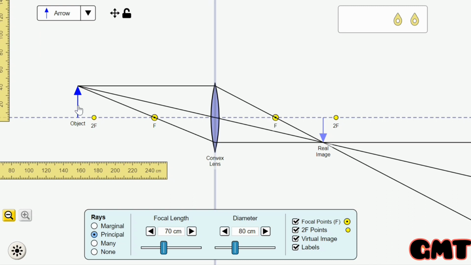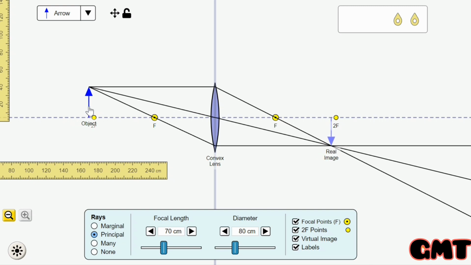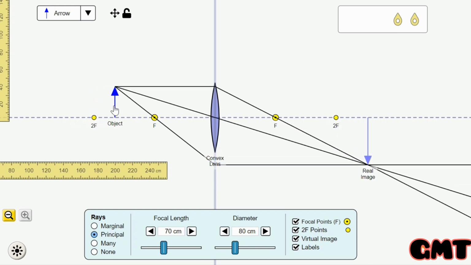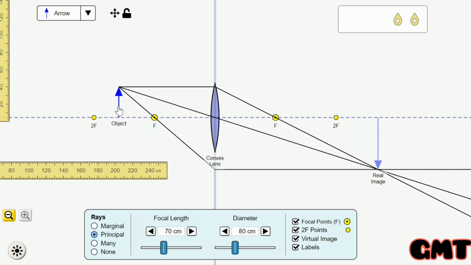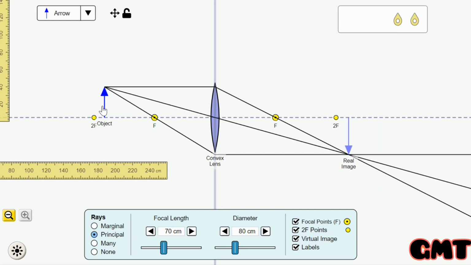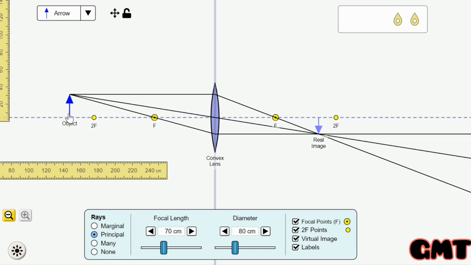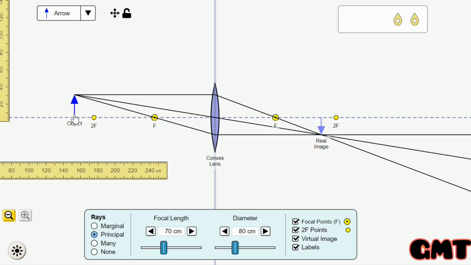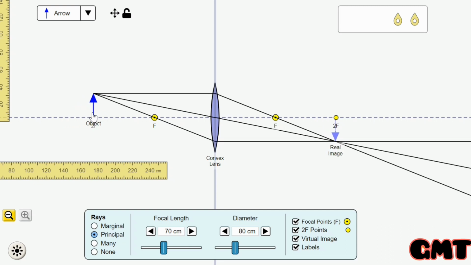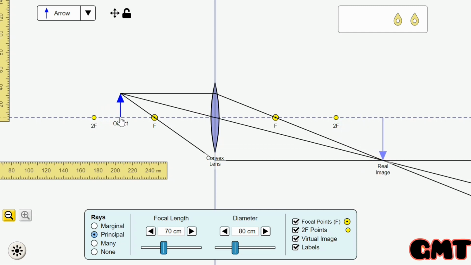Let's continue to locate the object. Sorry, the object is between f and 2f. As we see, the image is now increasing. When we are beyond 2f, the image is small. As we move closer to 2f, the image becomes the same as the object. As we continue to move, let's put the object between f and 2f. You see, the image is inverted and greater.